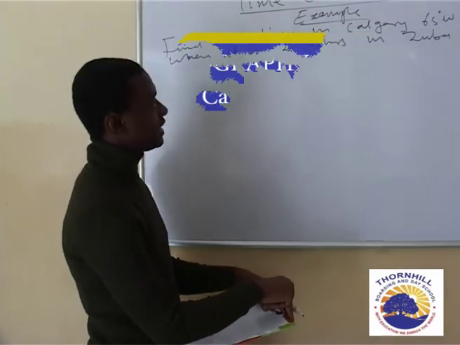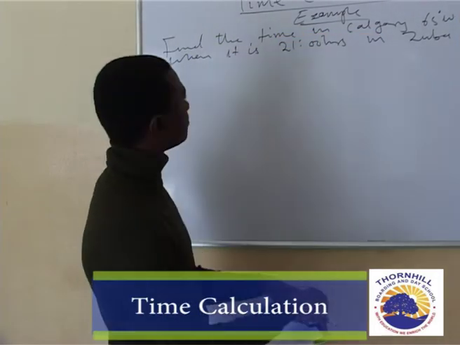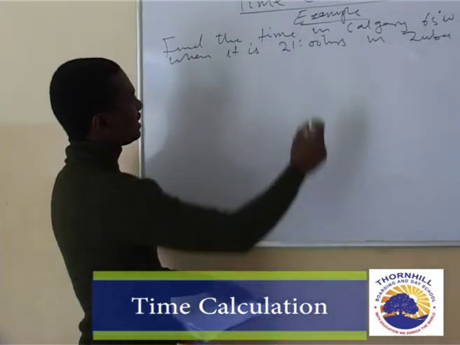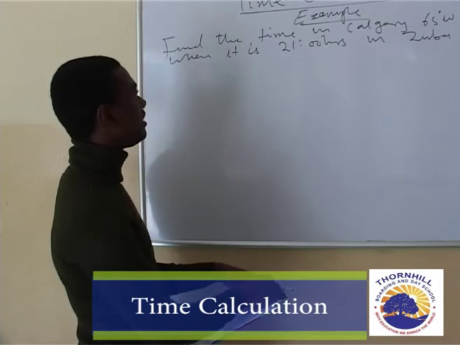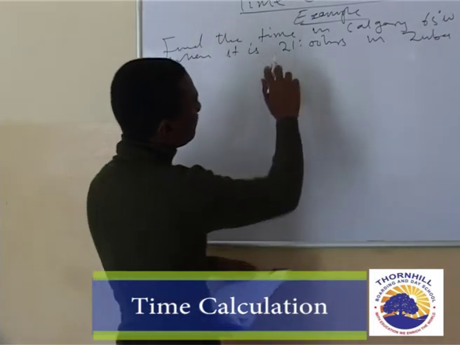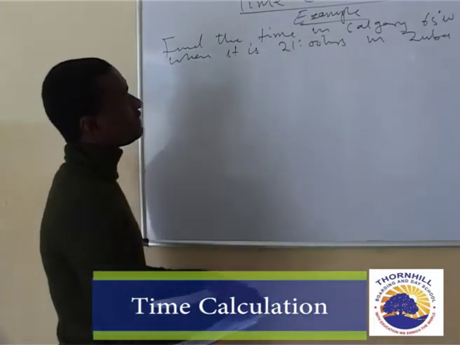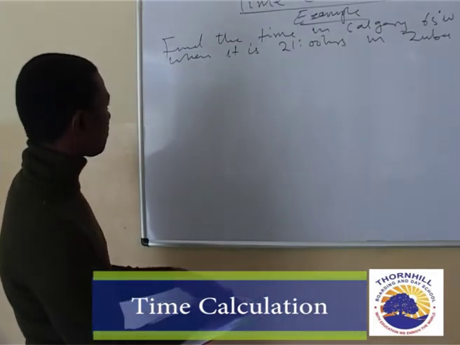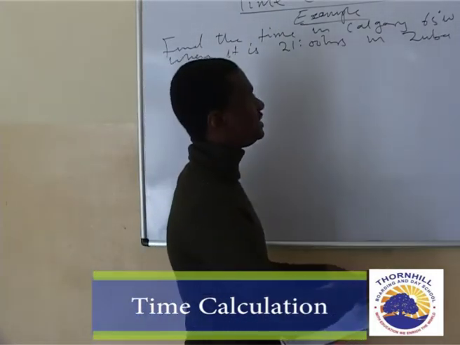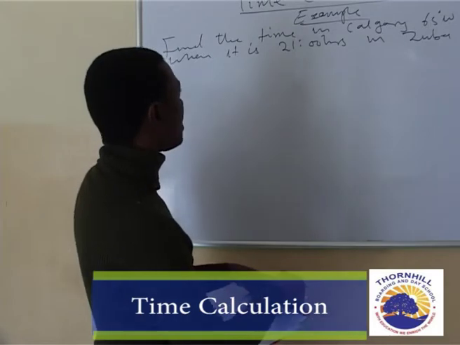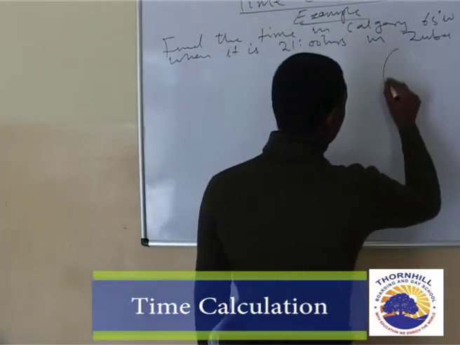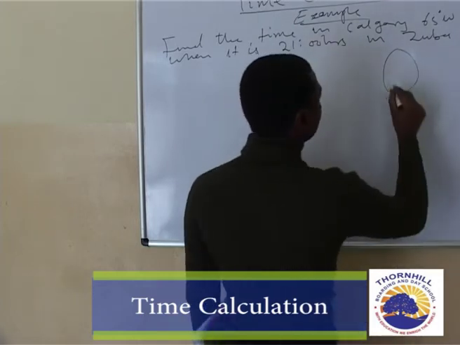Under time calculation, I will not waste so much time, we'll just go directly into an example. The example says, find the time in Calgary, 65 degrees west, when it is 21 hours in Suva, 30 degrees east. So when we're dealing with time calculation, we're going to have something like this.